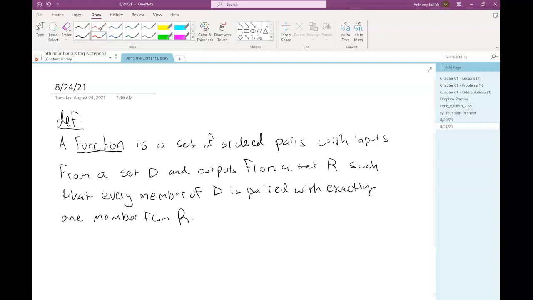Okay. So we say that a function is a set of ordered pairs with inputs from a set D and outputs from a set R, such that every member of D is paired with exactly one member from R. These sets D and R we refer to as the domain and the range.